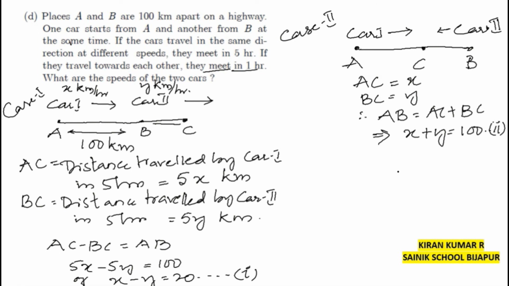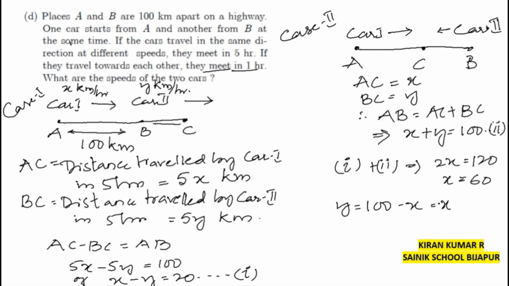Now I have to play with these two equations. If I add equation 1 with equation 2, I'll get 2x equal to 120 and the value of x is 60. Now if you consider y, it is 100 minus x, which is 100 minus 60, nothing but 40. Therefore, the speed of the first car is 60 km per hour and the speed of the second car is 40 km per hour.